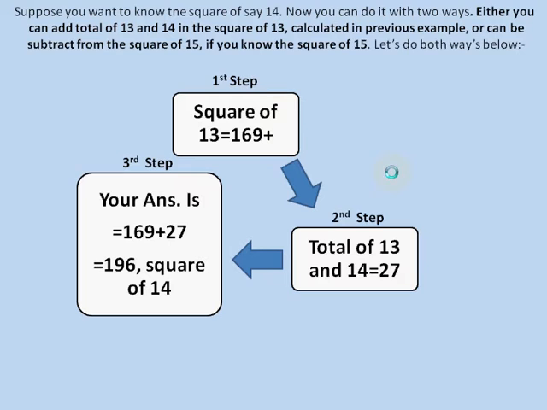In our last step we calculated the square of 13, which is 169. Now what we do, we do the sum of 13 and 14, because we want to know the square of 14. The sum of 13 and 14 is 27. And the final step is we add 27 to the square of 13. The square of 13 is 169, plus 27, which is ultimately 196. So the square of 14 is 196.